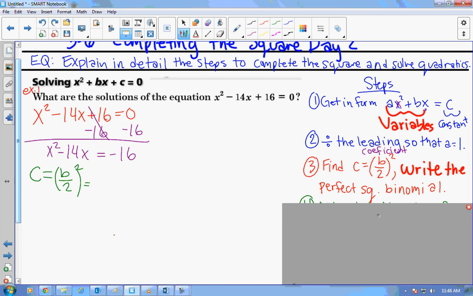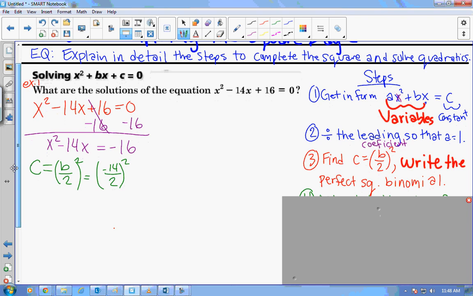Good, I heard a lot of correct answers. Is it positive 14? No. So I was happy to hear a lot of people said negative 14 divided by 2 squared. When we simplify this, we always have to follow, please excuse my dear Aunt Sally. So we have to start inside the parentheses. What is negative 14 divided by 2? Negative 7 squared.